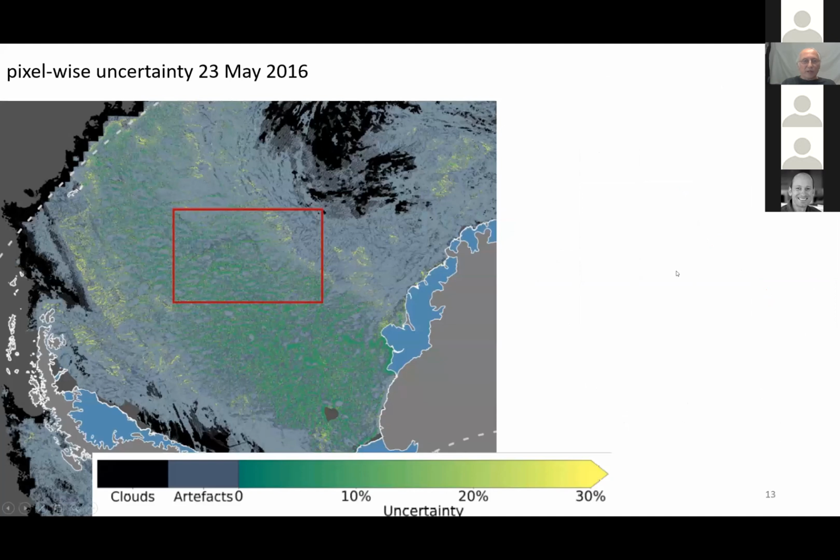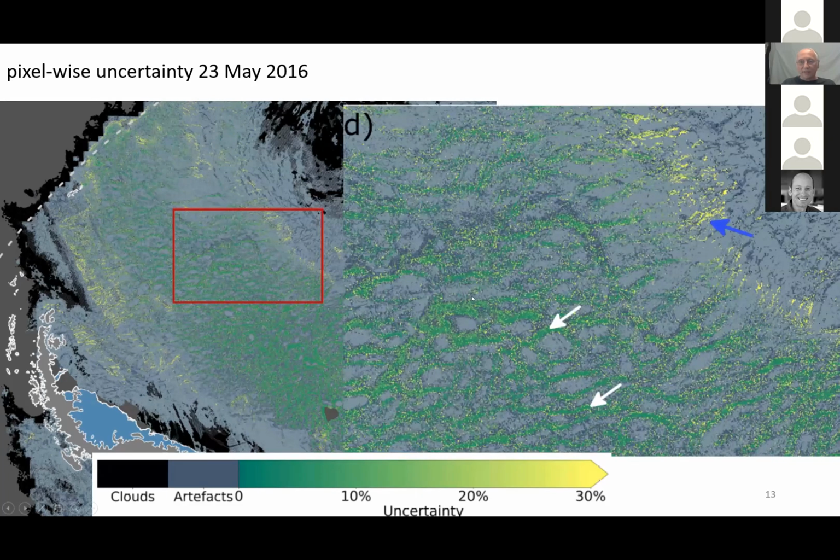So in the end, we come up for the same day with a pixel-wise uncertainty here. So we can have the clouds in black. We have also other artifacts where we are not sure. And then we have a very high certainty and then going to lower certainty with the yellow colors. Again, you could look at the detail here. You see the green is very good and yellow is worse, but there's still a high probability that there's a real lead.